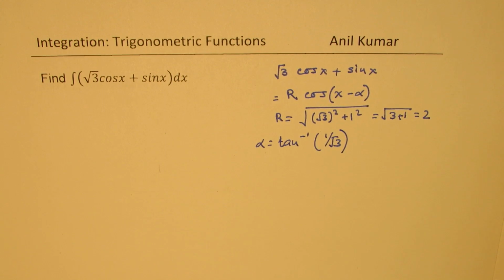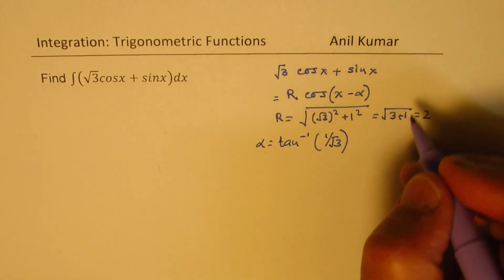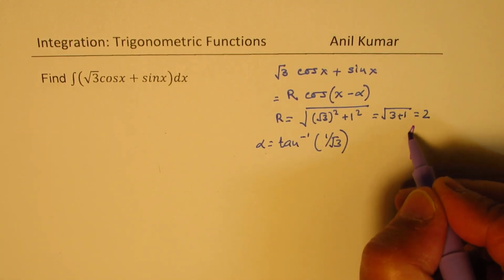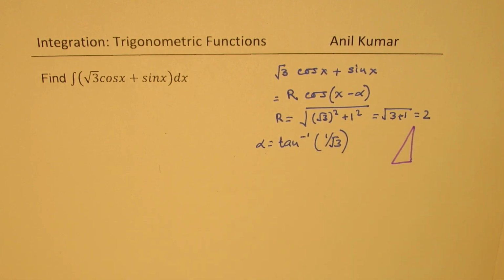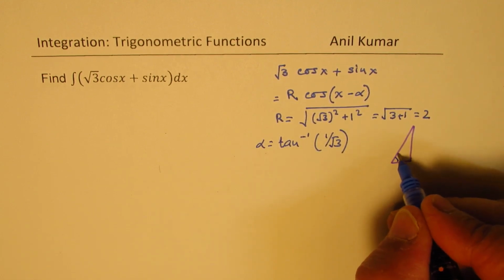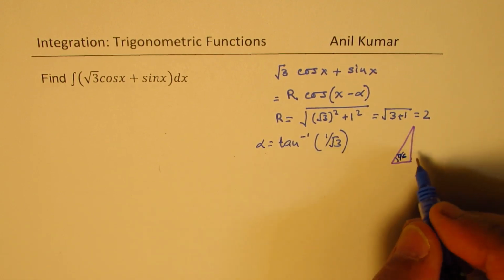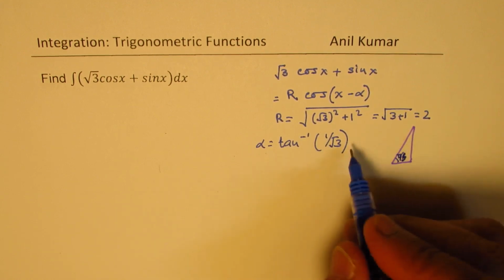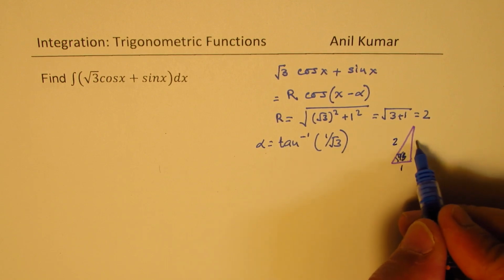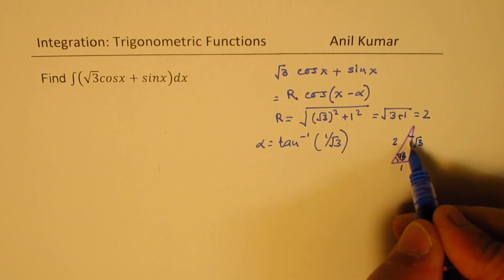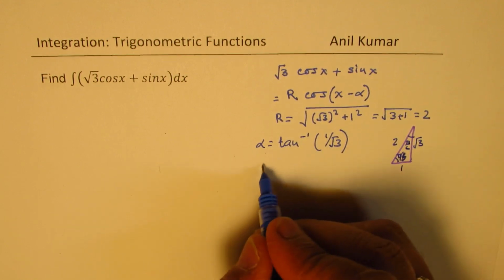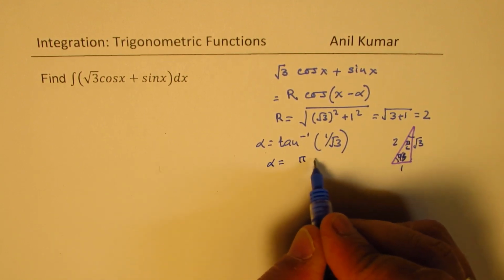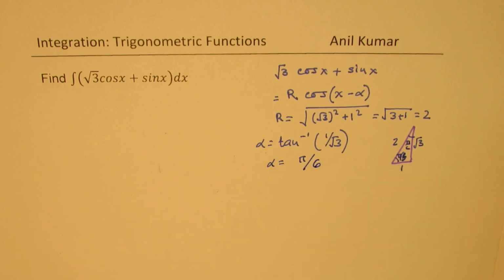So 1 over square root of 3, you know those special triangles, 30, 60, 90, or pi by 6, right? I'm sorry, let me write pi by 3 here, right? So tan is 1 over square root 3. This is 1, 2, square root 3. So this angle is pi by 6. So that gives you alpha as pi by 6. Okay? So alpha is pi by 6.